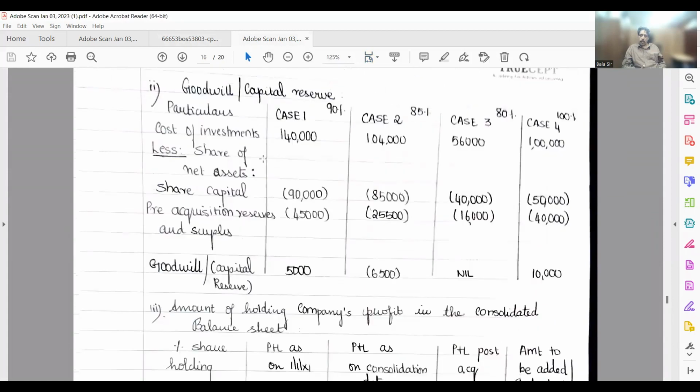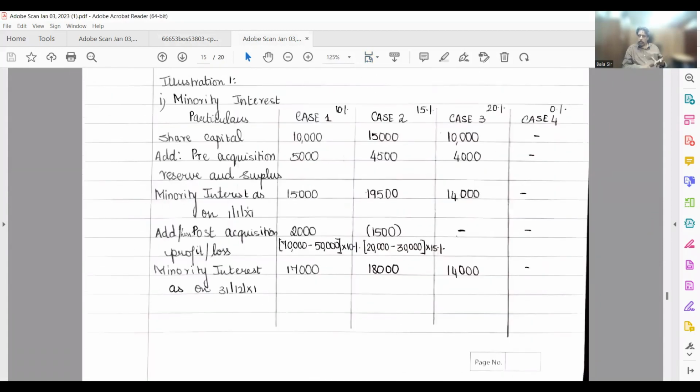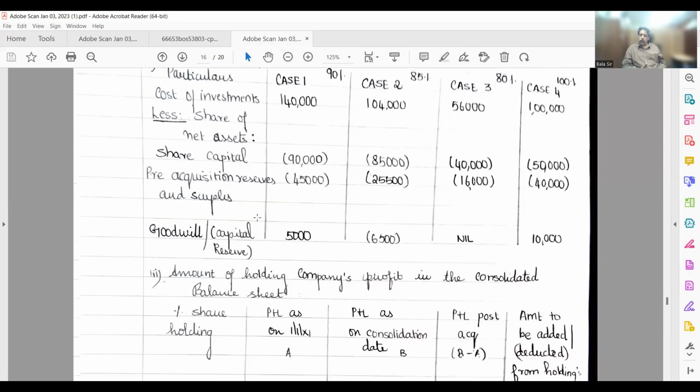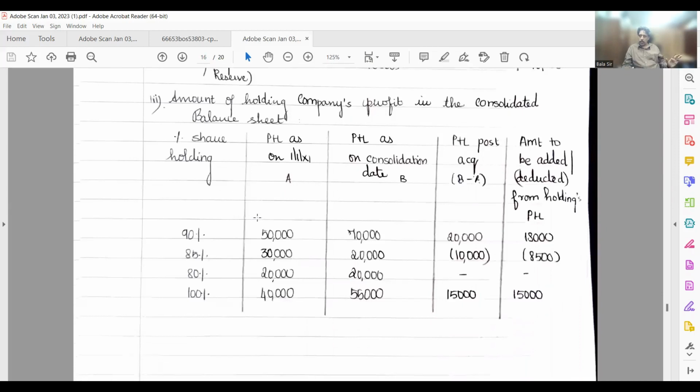Now just see, 80% holding, I mean 20% minority interest. Share capital, how much? 10,000, which is 20% of 50,000. And pre-acquisition reserves, how much? 20,000 into 20%, which is 4,000. Total 14,000. Then add post-acquisition, nothing, zero. So the same 14,000. And then comes goodwill or capital reserve. What is the cost of investment? 56,000. Share of net assets: share capital 50,000 into 80% is 40,000. Then pre-acquisition reserves, 20,000 into 80%, which is 16,000. That makes 56,000, so goodwill or capital reserve is nil. Therefore, there is no goodwill or capital reserve. Is that fine? Yes, sir.